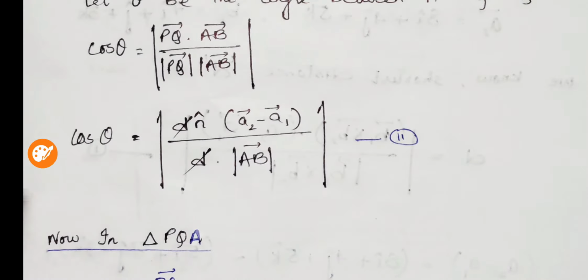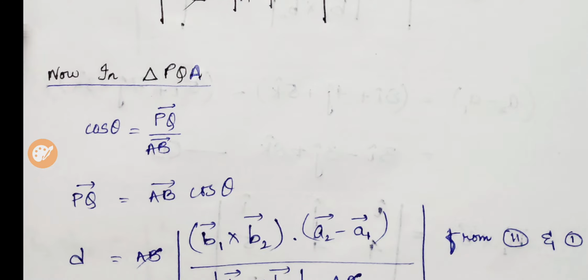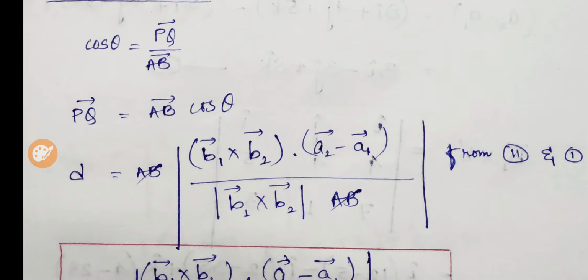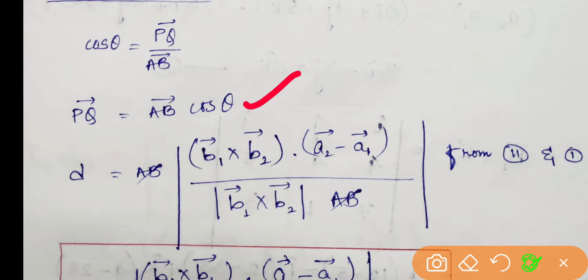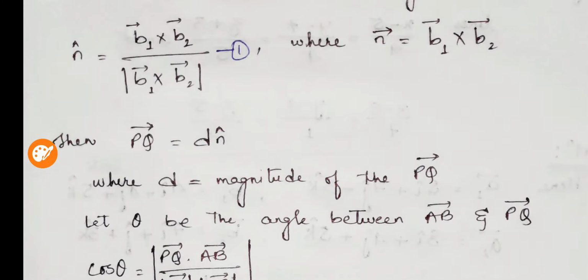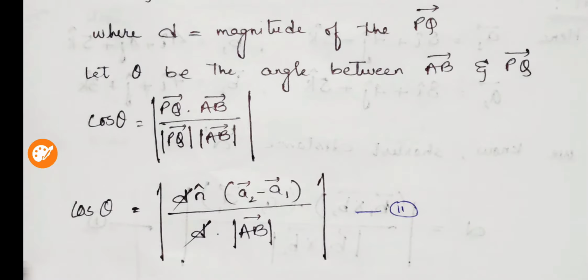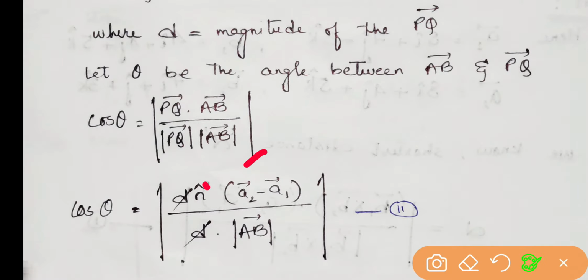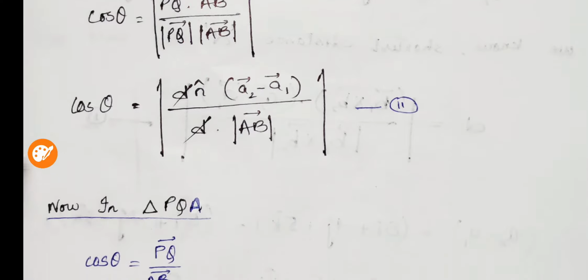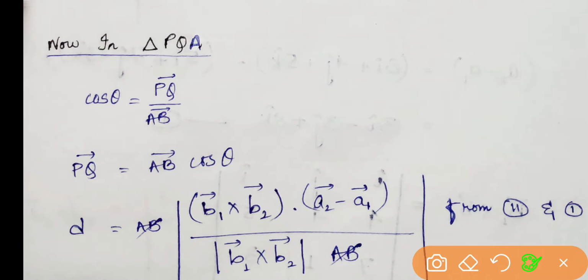Look here, in triangle PQA cos theta is this, and we get this. Now we substitute our cos theta, we substitute our n cap. Okay, we substitute n cap here, and then we substitute cos theta here.